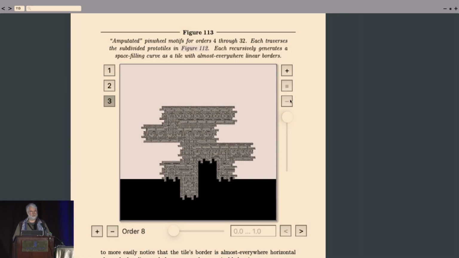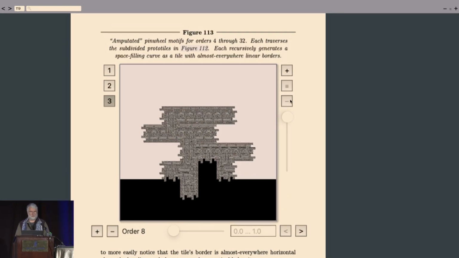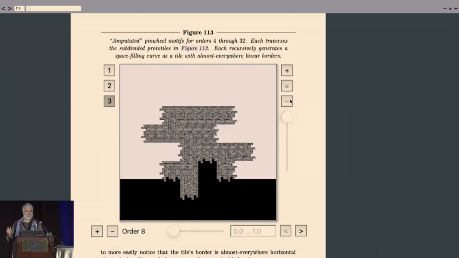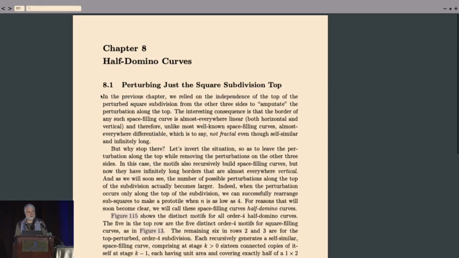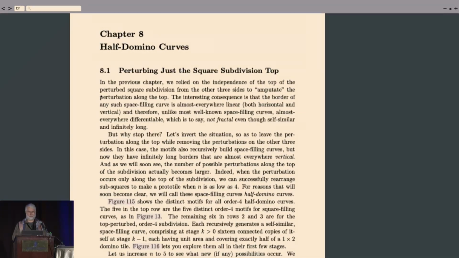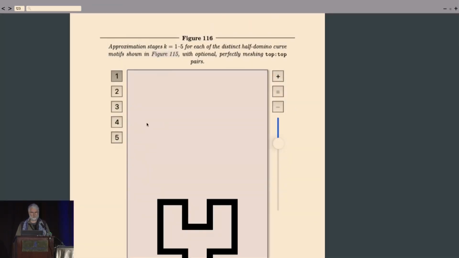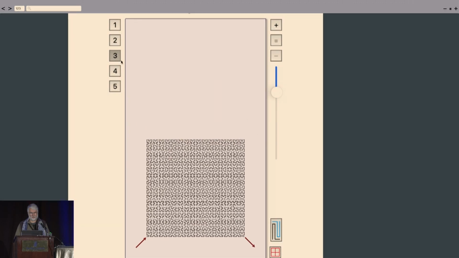So there's this world that lives between my old boss Mandelbrot's fractals. He was saying, well, there's linear and there's fractal, but it turns out there's an interesting world of form that's in between the two, because the boundary of this is infinitely long, has an infinite number of self-similar details, but it is, in a measure-theoretic sense, almost everywhere linear. And so that leads us to half-domino curves, which is the opposite. You leave three sides of the square the same, and you perturb the top of the subdivision. And it turns out that this is combinatorially freer than the other situation, and you can find solutions on lower order grids.